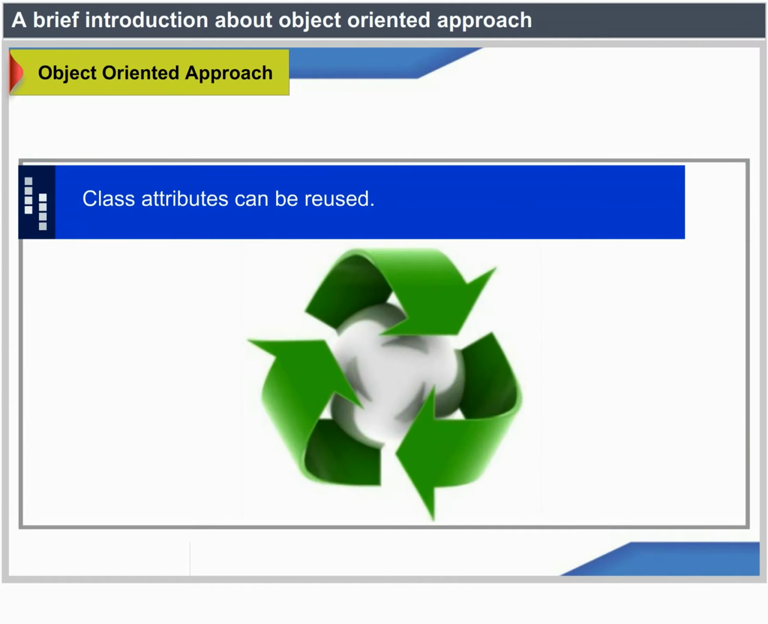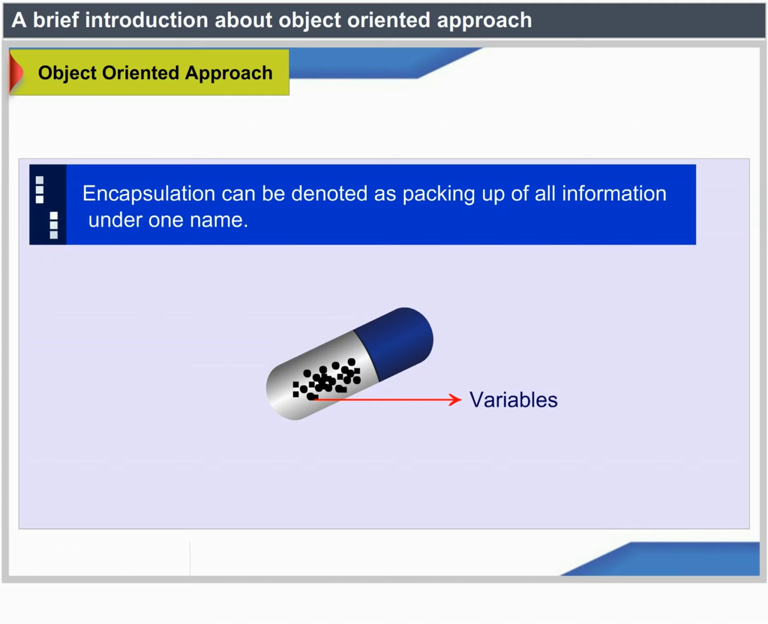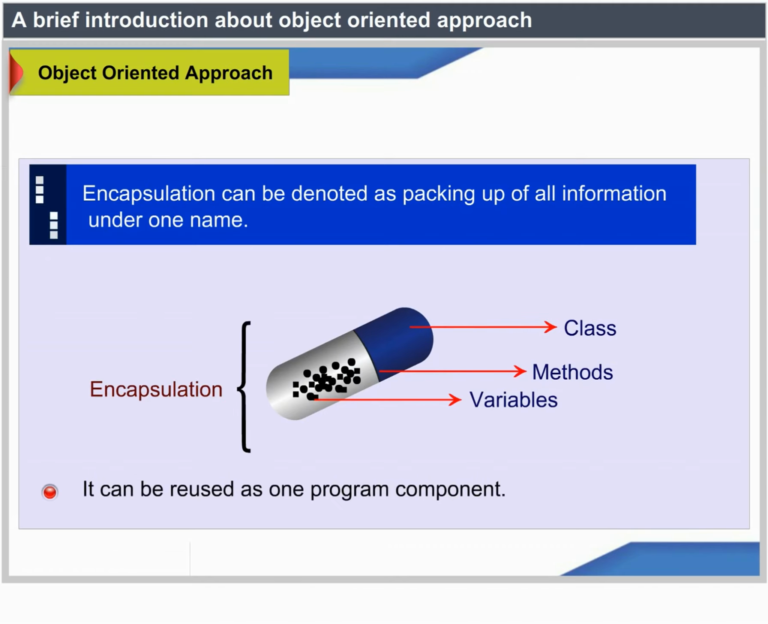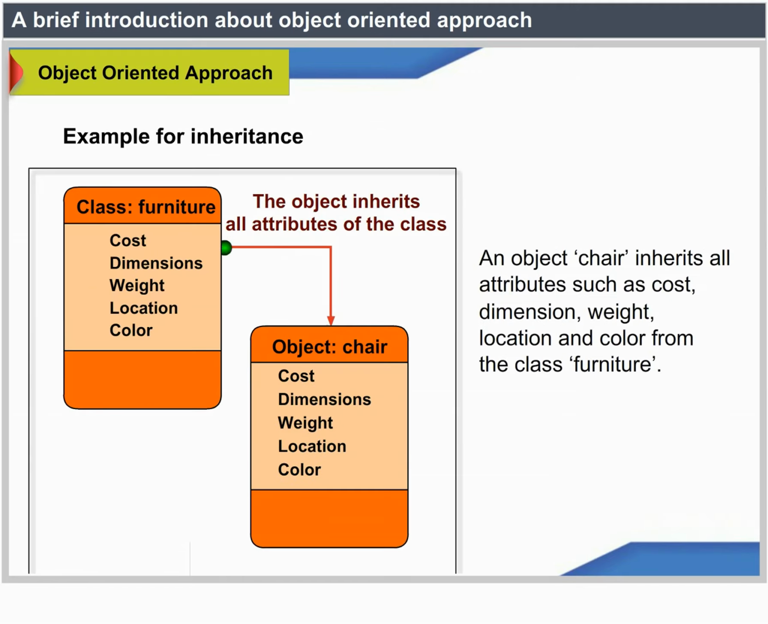Class attributes can be reused. Encapsulation means that all of this information is packaged under one name. It can be reused as one program component. Examples for inheritance.